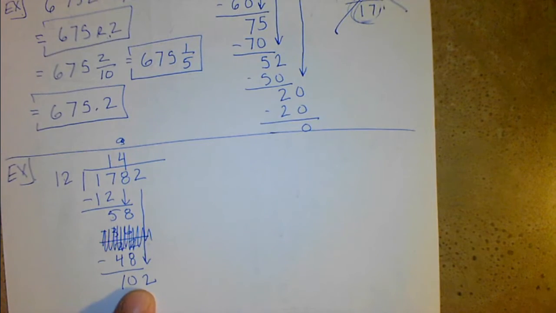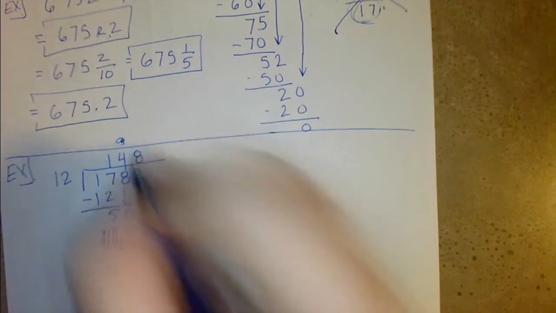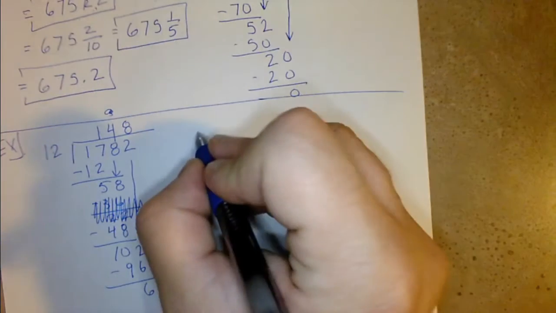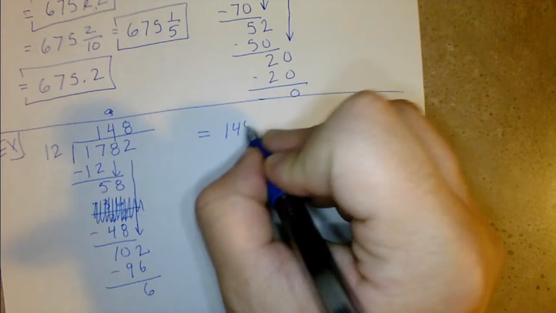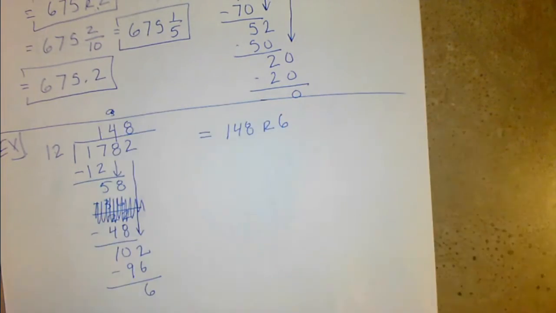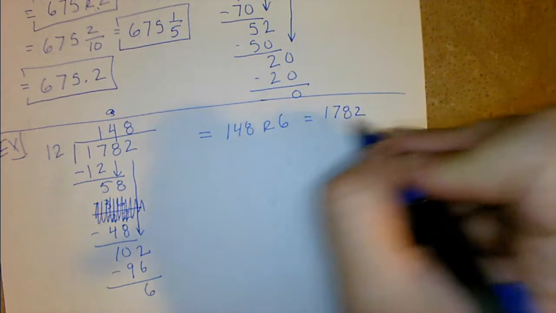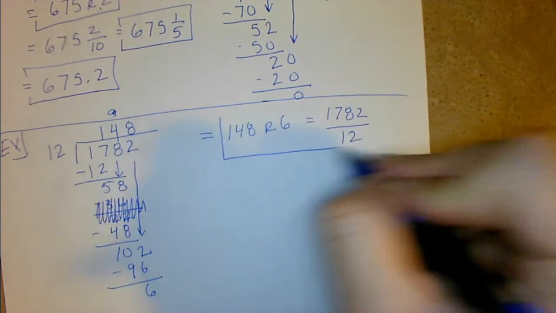12 goes into 102 8 times, because 12 times 8 is 96, and when I subtract these two values, I get 6. Okay? So this right here is equal to 148, remainder 6. That is 1,782 divided by 12.